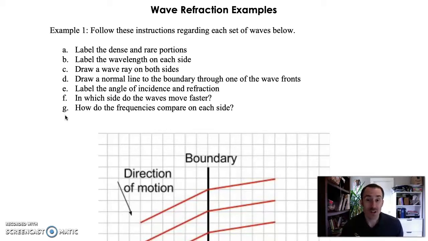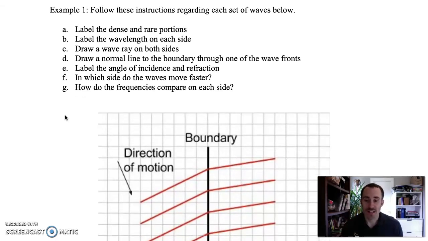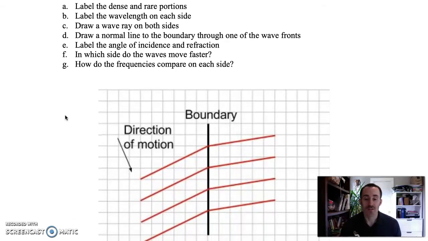We don't necessarily have to do them in this order. You can do them in whatever order makes the most sense to you. So the first thing that we're asked to do is label the dense and rare portions of this set of waves. Okay, and so one side on the left is either dense or rare, and the right side is either dense or rare. So we can make that decision a number of different ways.